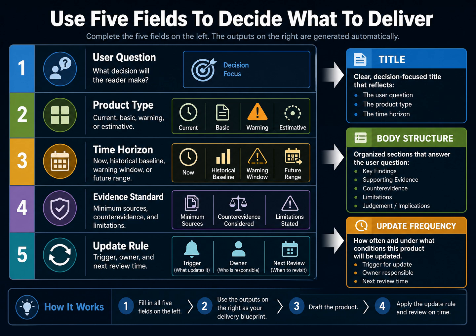Finally, what event triggers an update? Who owns it? And when is the next review? Once those fields are clear, the title, body structure, and update frequency become much easier to design. The form also exposes requirement drift while the investigation is still underway.